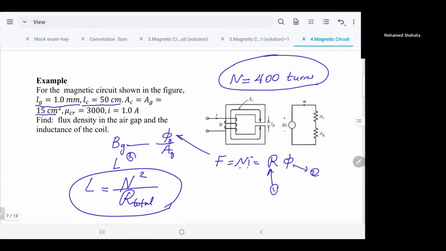Yeah, it's 258 millihenry. Yes. That's L. 258 millihenry. Oh yeah.